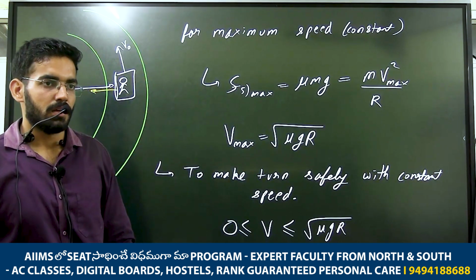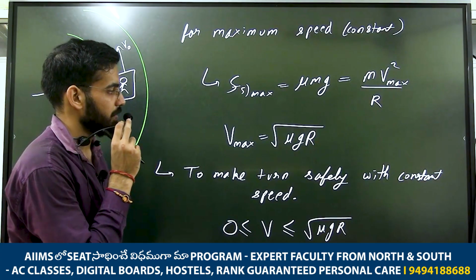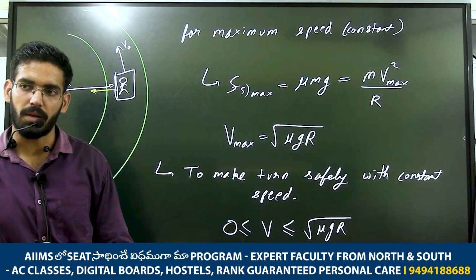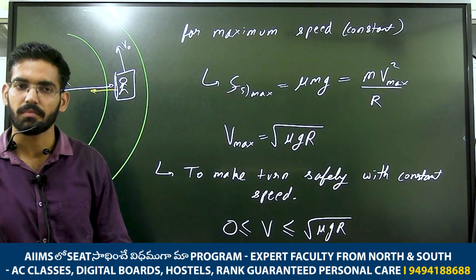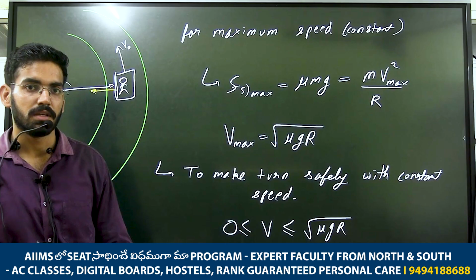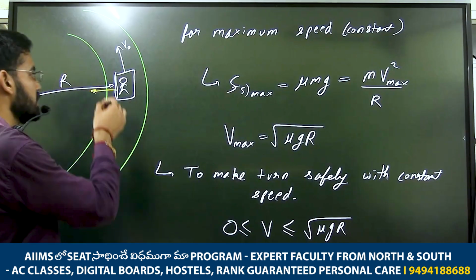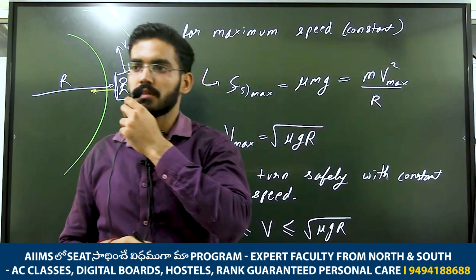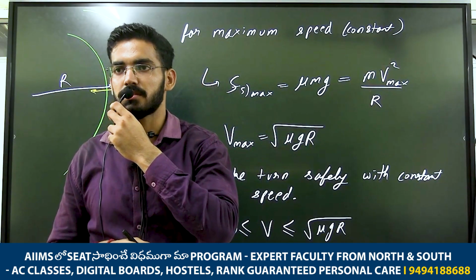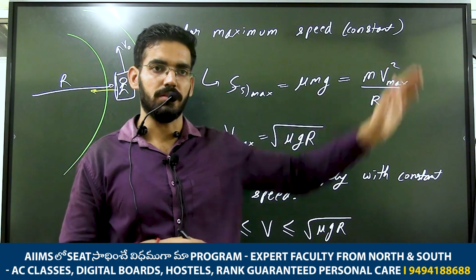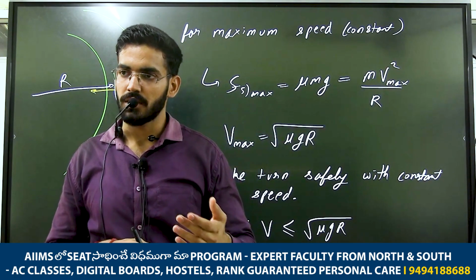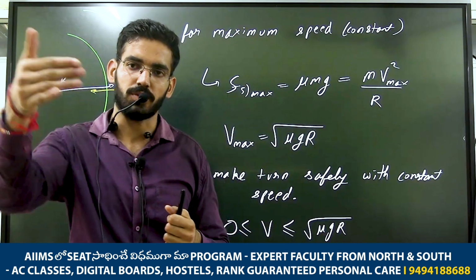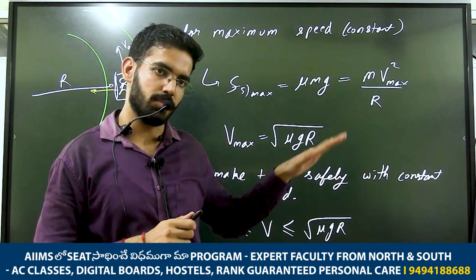Why is this v max? What happens if we go above this speed? Then your available friction is mu mg, but you require more. That is not available. So what will happen? Slip. You will slip outward. If you go with more than a certain speed, then you will slip outward. So that's what happens on the flat road.